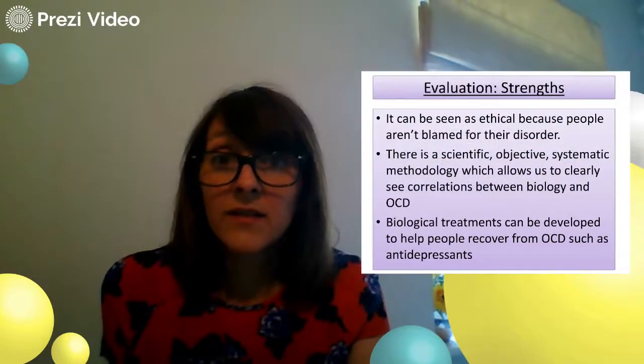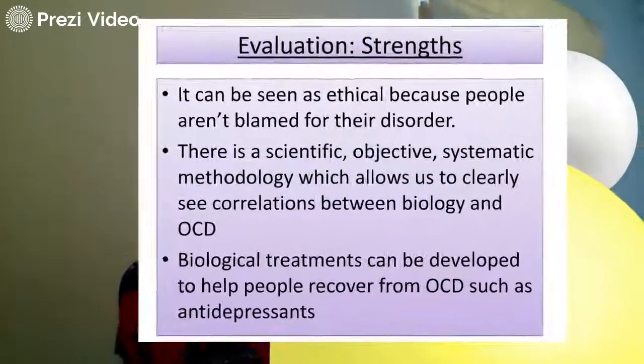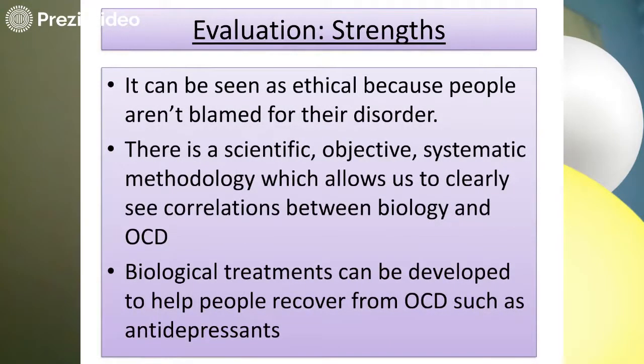So, some strengths of this explanation. Because it's a biological explanation, we could say that it's ethical because we don't blame people for their disorder. It's not your fault, it's something that you've been born with, and that can sometimes help an individual accept this. Also, because it's biological, we have a scientific methodology, so we can see some clear correlations between biology and OCD. It gives a scientific explanation and gives psychology more credibility.